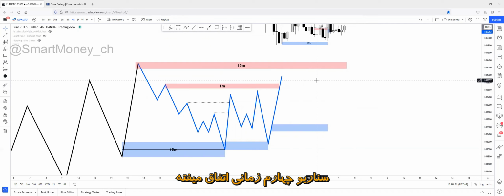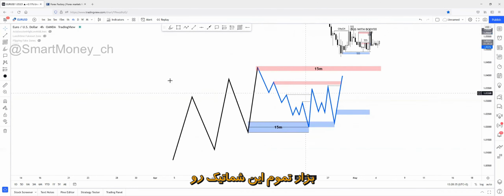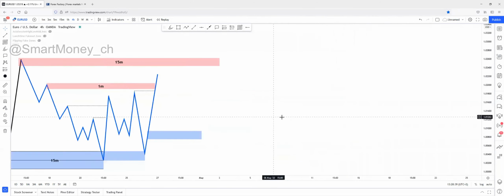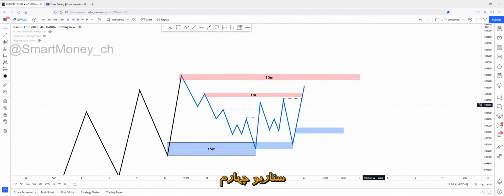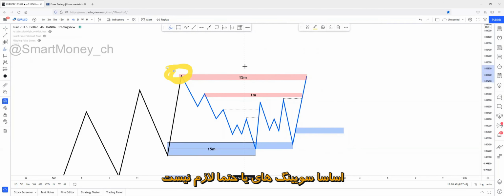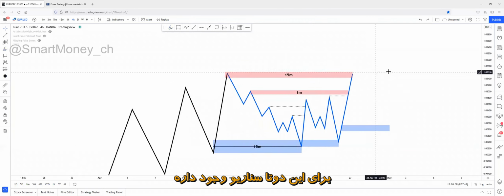Here comes the fourth scenario for the concatenations. Let me just remove all of these drawings a bit below. Fourth scenario, where price taps the 15-minute POI. So if price taps the 15-minute POI, basically a swing high, or it doesn't have to be a swing high, it just has to be a 15-minute POI, then what can you do in this case? We have two scenarios for this case also.